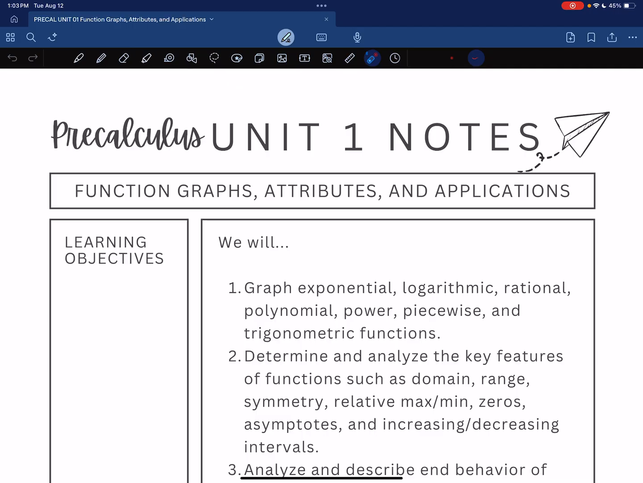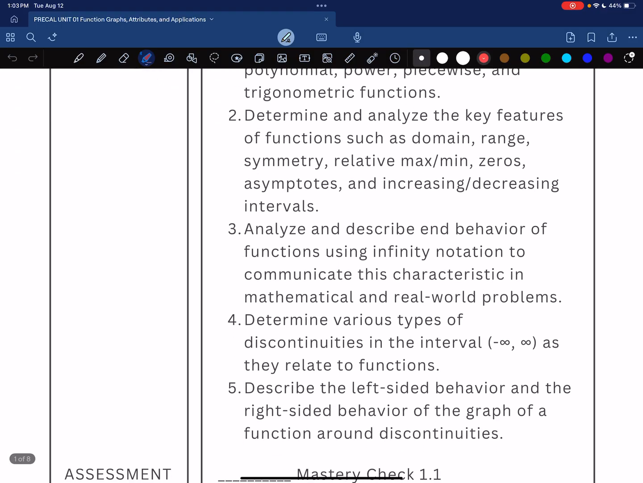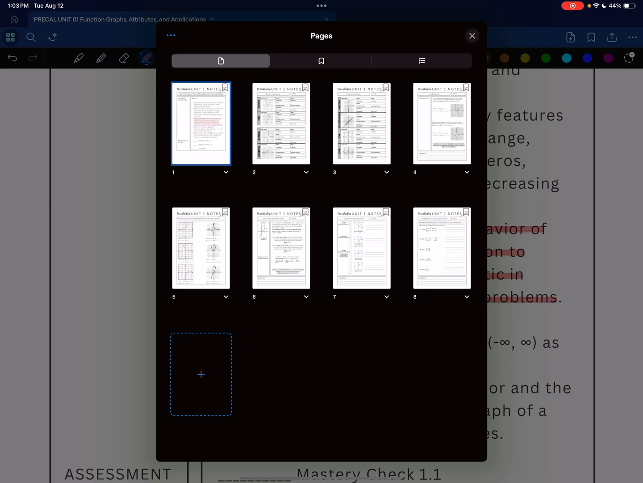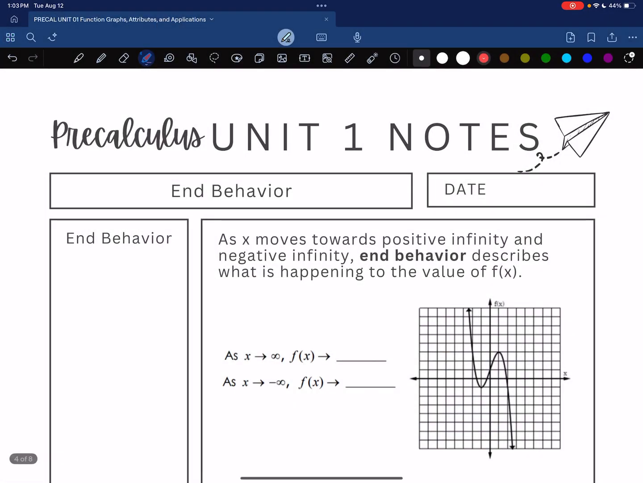We are in our Pre-Cal Unit 1 looking at function graphs, attributes, and applications. And in this episode, we are going to be focusing on our third learning objective, which is to analyze and describe the end behavior of functions using infinity notation to communicate this characteristic in mathematical and real-world problems. So let's go ahead and go to those notes on end behavior.